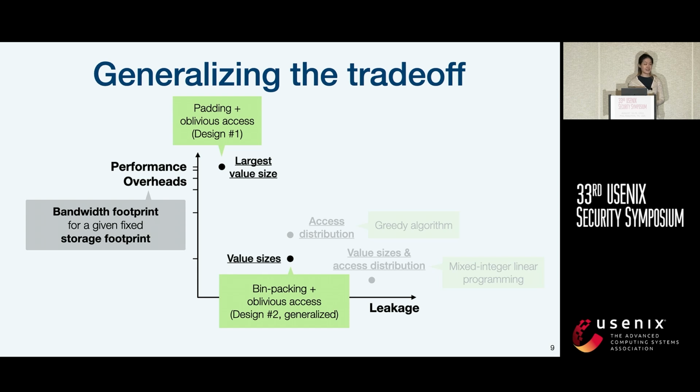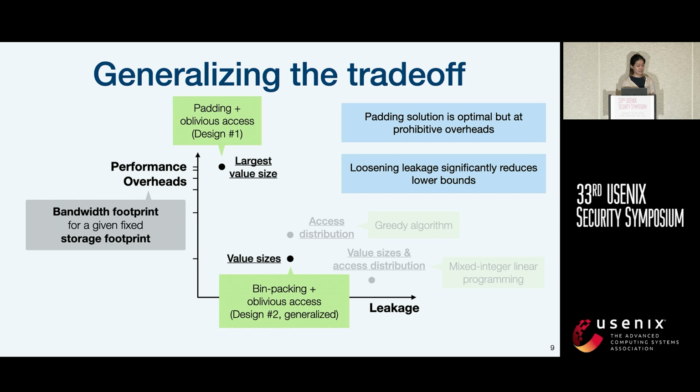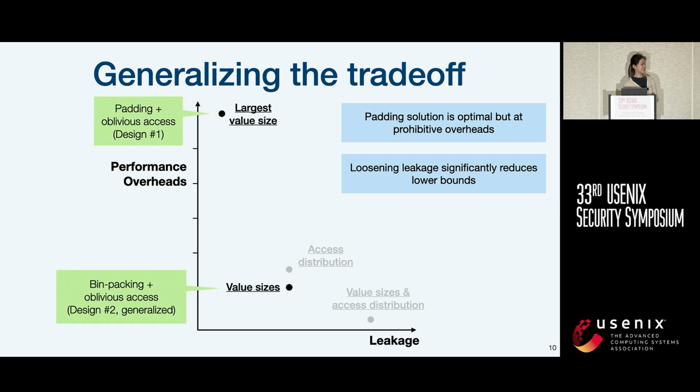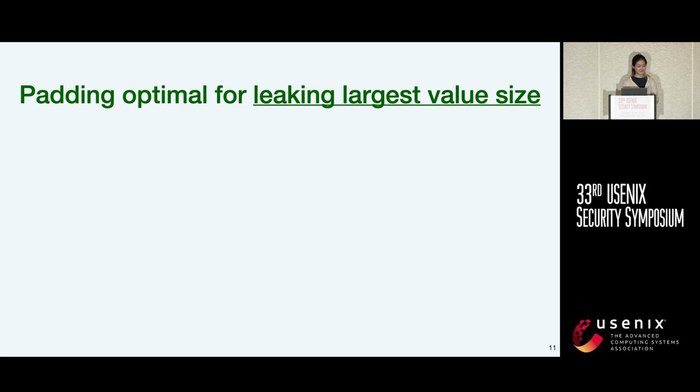What we find here is the trivial padding solution is surprisingly optimal if you only want to leak the largest value size. But the performance bound it achieves is prohibitively high for most real data. Loosening these leakage requirements improves the lower bounds, as we can see from the gap between leaking the largest value size and the rest of the value sizes. As we go from a log y-axis to linear, we see that this performance gap is actually quite large in practice. Now let's see how this improvement is achieved by first looking at our construction based on design 1.